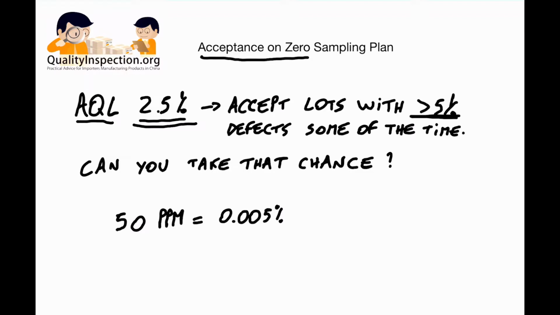So really, the question is, can you take that chance? Really, more than 5% of defects in some of the batches that you're buying, sometimes 6, 7, 8%. If the inspection process itself was not very reliable, then it's even worse. Can you take that chance? It depends on your market.